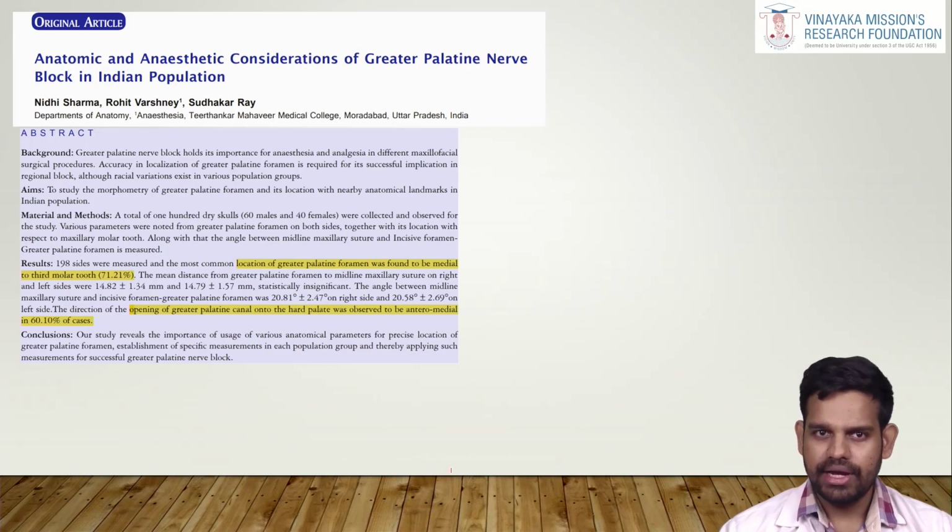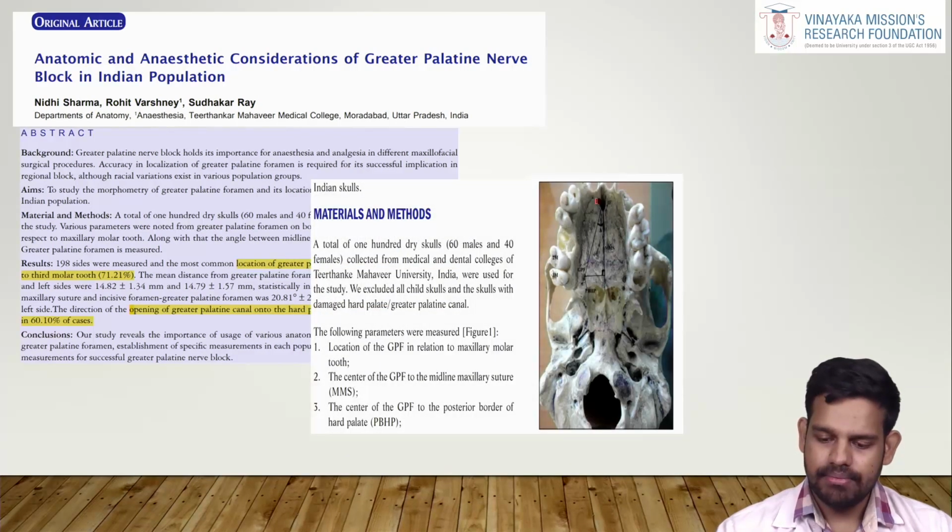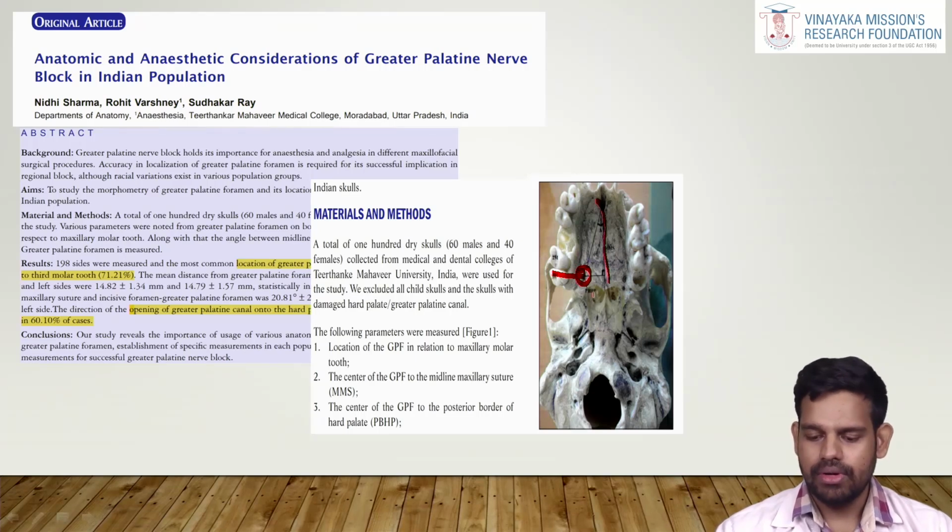So the location of the greater palatine foramen is in the anterior third of the maxillary third molar. Here you can see this is the mid palatine suture, and this is the anterior third of the maxillary third molar. So the greater palatine foramen is situated here. In the majority of cases, the greater palatine foramen is in the anterior third of the maxillary third molar.